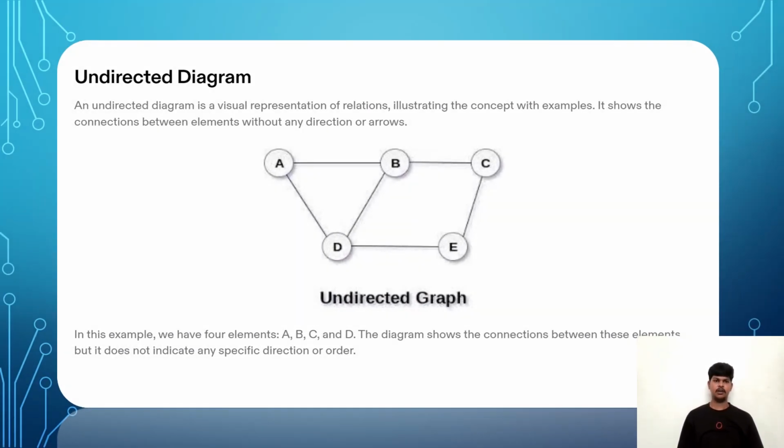Undirected diagram. An undirected diagram is a visual representation of relations, illustrating the concept with examples. It shows the connection between elements without any direction or arrows. In this example, we have four elements A, B, C, and D. The diagram shows the connection between these elements, but it does not indicate any specific direction or order.